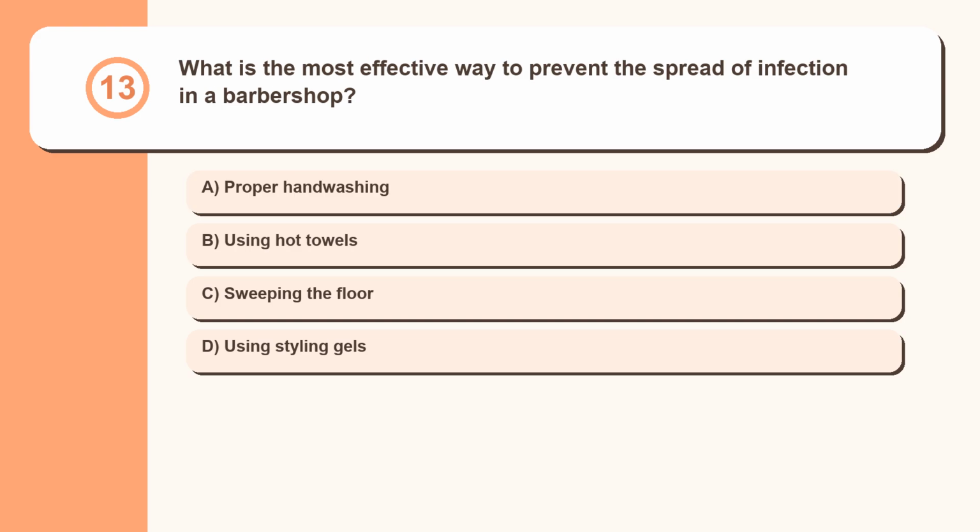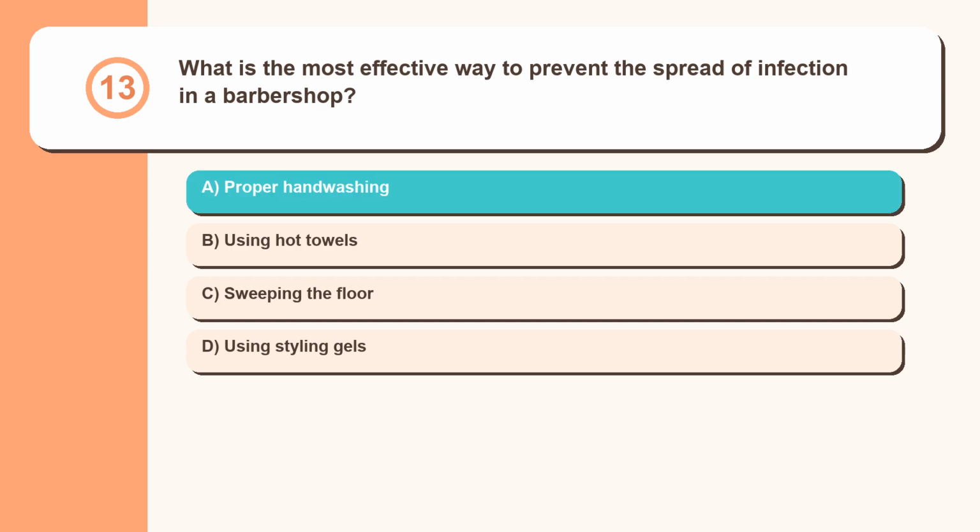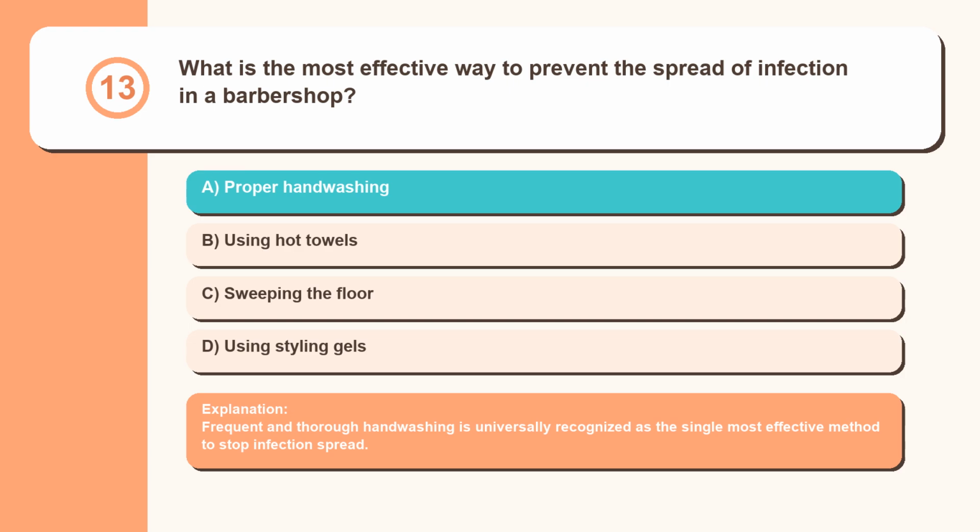Question 13. What is the most effective way to prevent the spread of infection in a barbershop? Proper hand washing, using hot towels, sweeping the floor, using styling gels. Frequent and thorough hand washing is universally recognized as the single most effective method to stop infection spread.